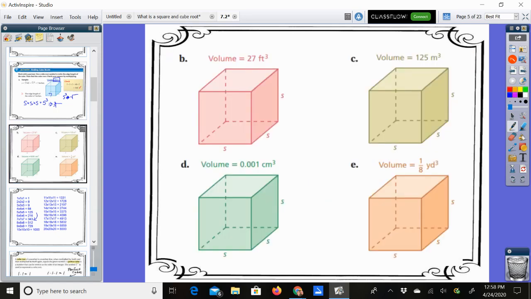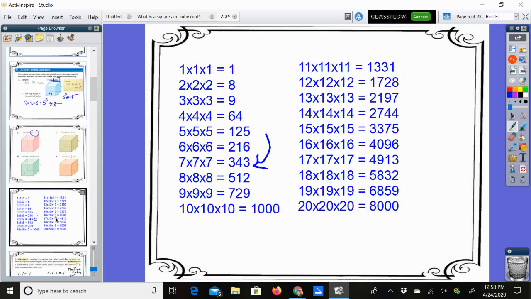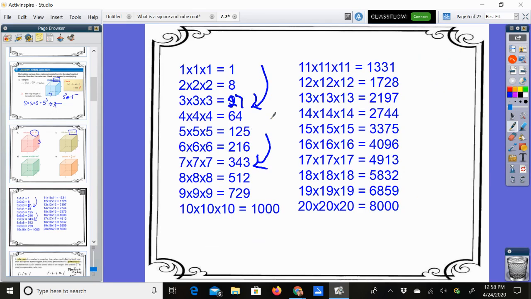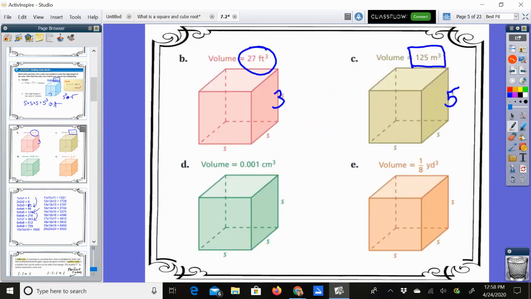Here's a couple more. If we look for 27, what times what times what equals 27? Looking at our little chart, whoops, I put 9 right there. That's supposed to be a 27. Right there it is, 3 times 3 times 3. So this is the side of length 3, because 3 times 3 times 3 is 27, sorry. What about this one? Do you know what multiplies together 3 times to get 125? 125 is 5 cubed. So the length of this side would be 5.